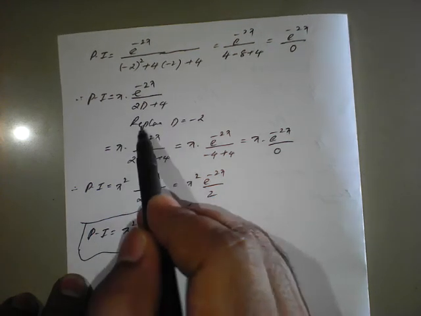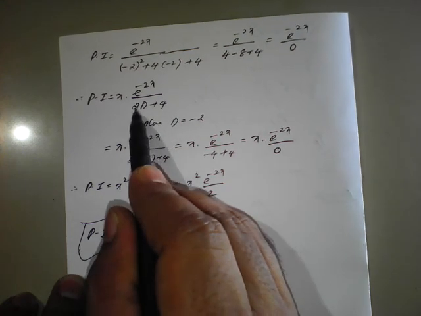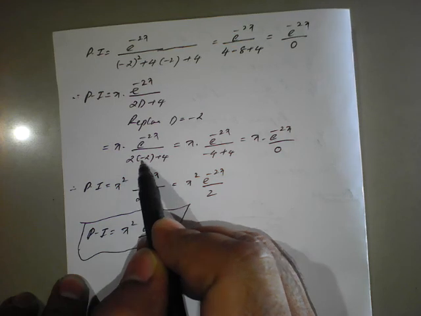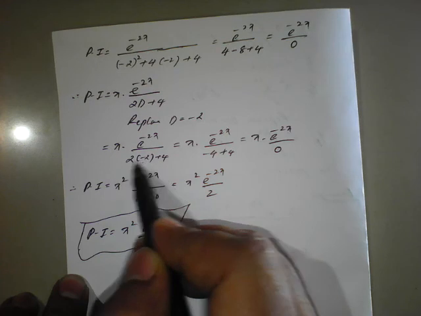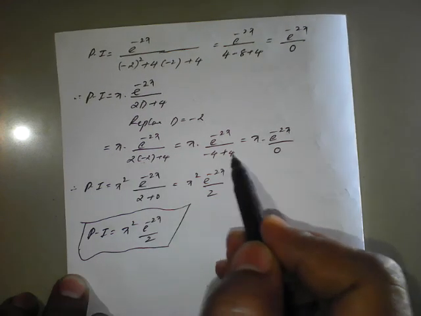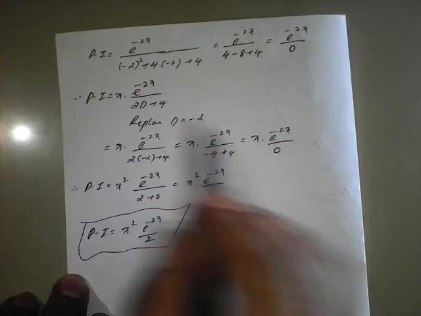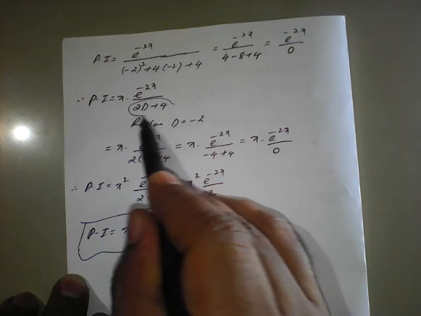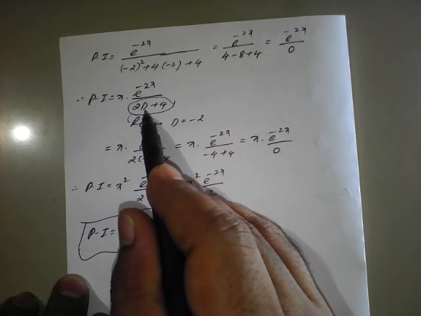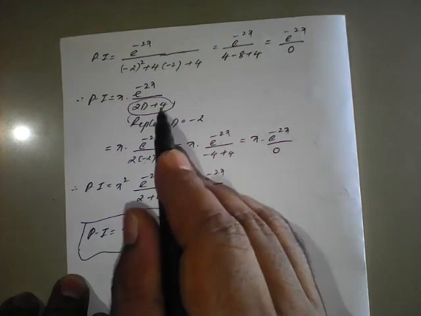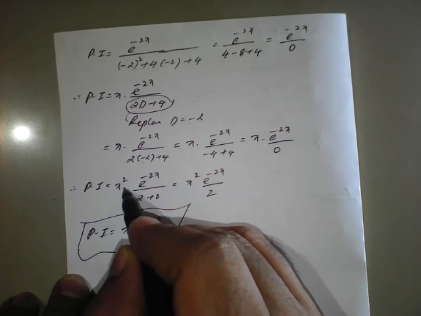Here again replace D is equal to minus 2. So 2 times minus 2 plus 4: plus into plus, 2 into minus 2 is minus 4, plus 4. Again it is turning to 0. So what to do here? We have to differentiate again. The differentiation of 2D is 2, differentiation of 4 is 0. And we need to multiply one more x here.